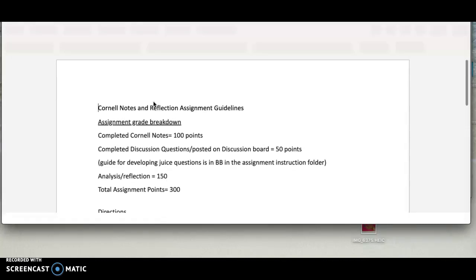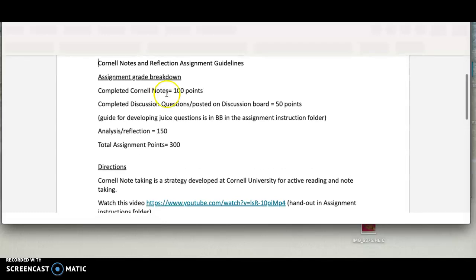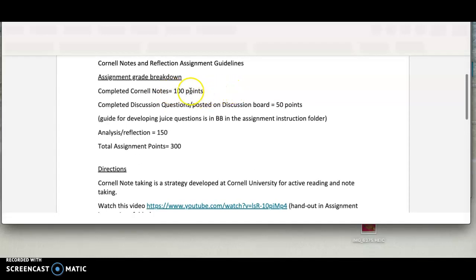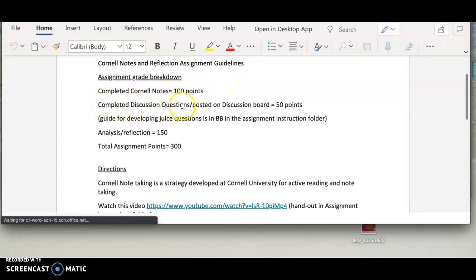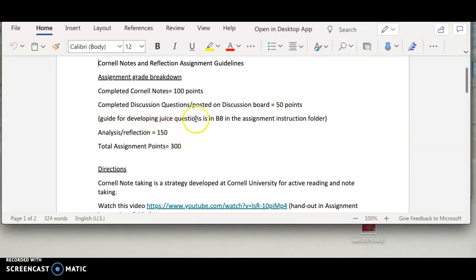So your completed Cornell Notes are 100 points. You do have to turn in discussion questions. And then you have an analysis reflection that's 150 points. So the whole assignment is 300 points, but each part is worth a specific amount of points. The reason why I'm asking you to only do it once is because it is an involved assignment, right?